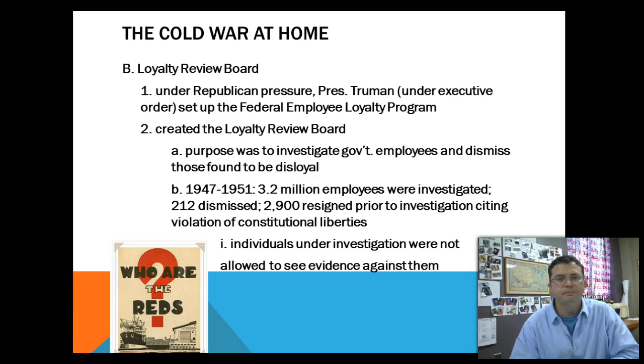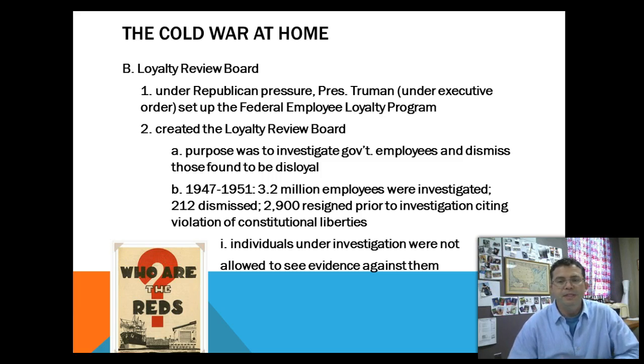of communism. Under advisement, President Truman creates the Federal Employee Loyalty Program, which in turn creates the Loyalty Review Board, essentially government employees being questioned as to where their loyalties lie. Complete violation of these people's constitutional rights. But between 1947 and 1951, 3.2 million government employees are questioned. As a result of that questioning, 212 employees are found to have communist sympathies.